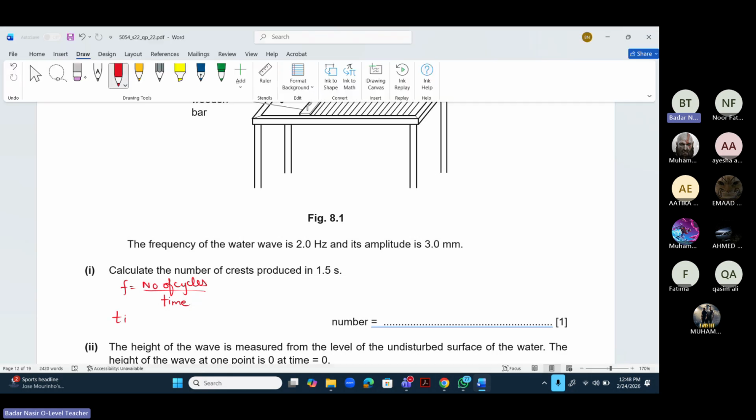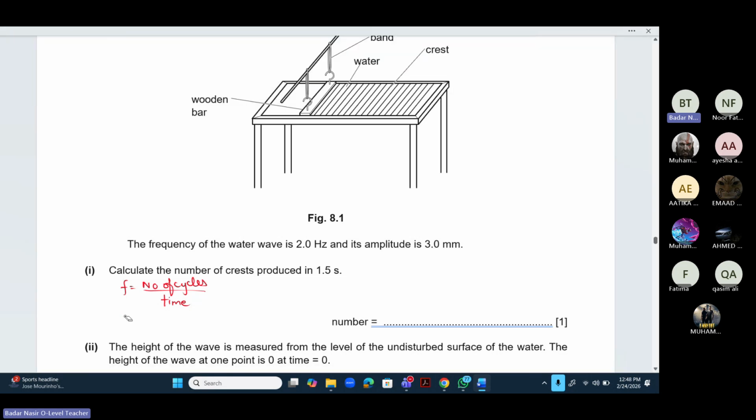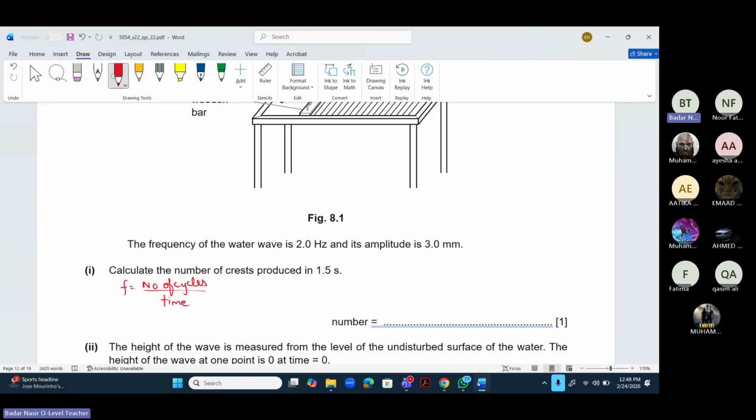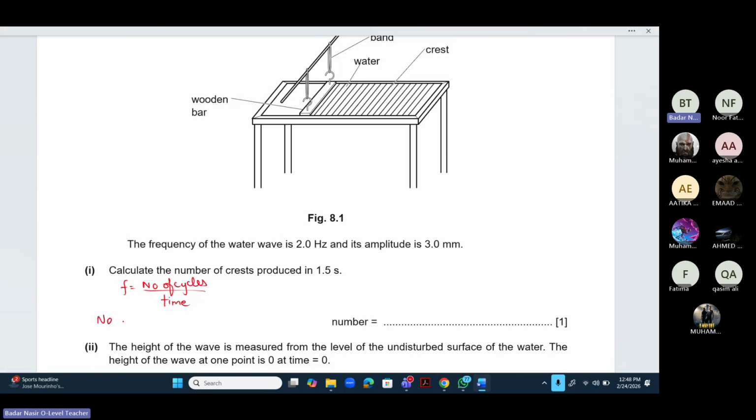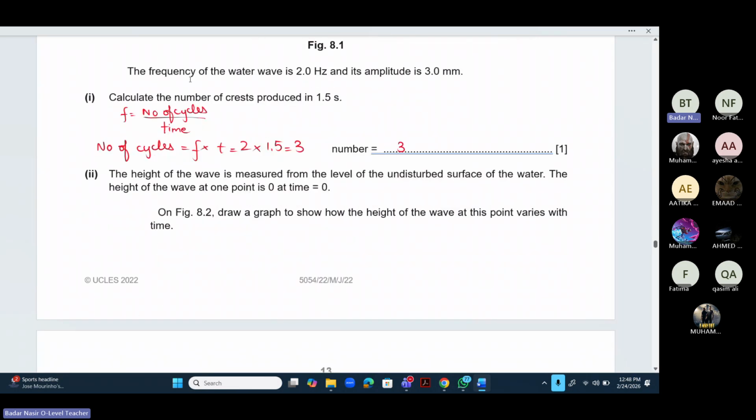So we have to calculate the number of cycles. So we have to multiply the frequency with time. So let's just find out the number of cycles will be frequency into time. Frequency is 2 and the time is 1.5. So we get 3. Okay. So how many number of crests? 3.